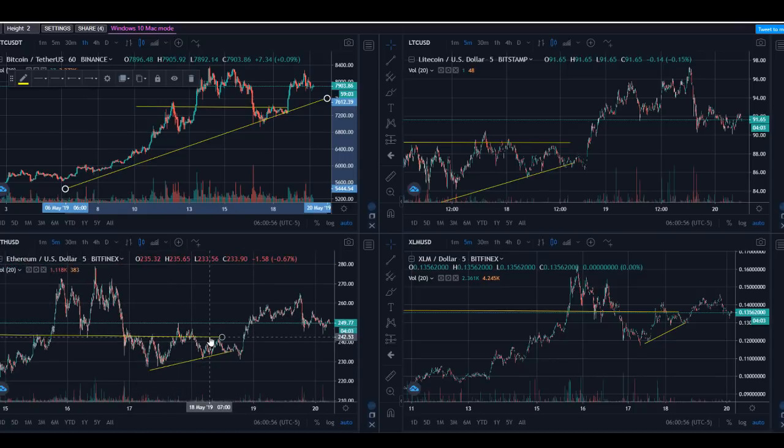Here we have Ethereum on the 5-minute bar. So it's moved above our triangle from yesterday.